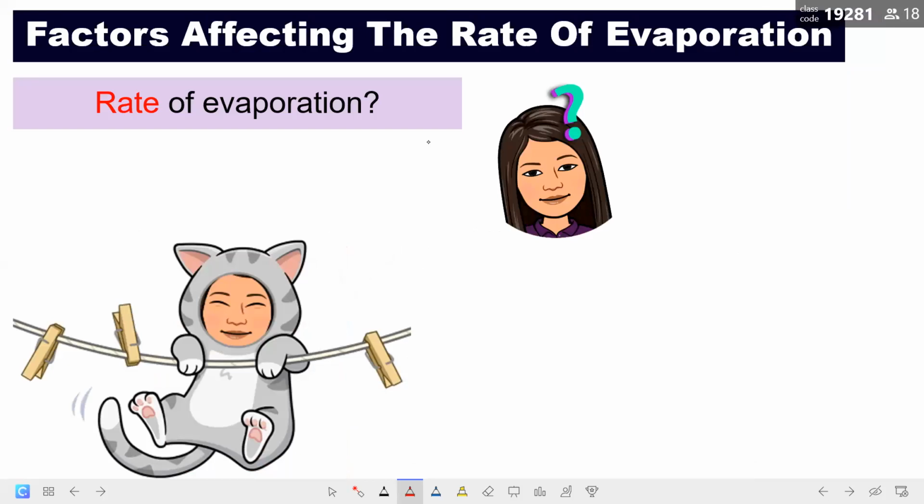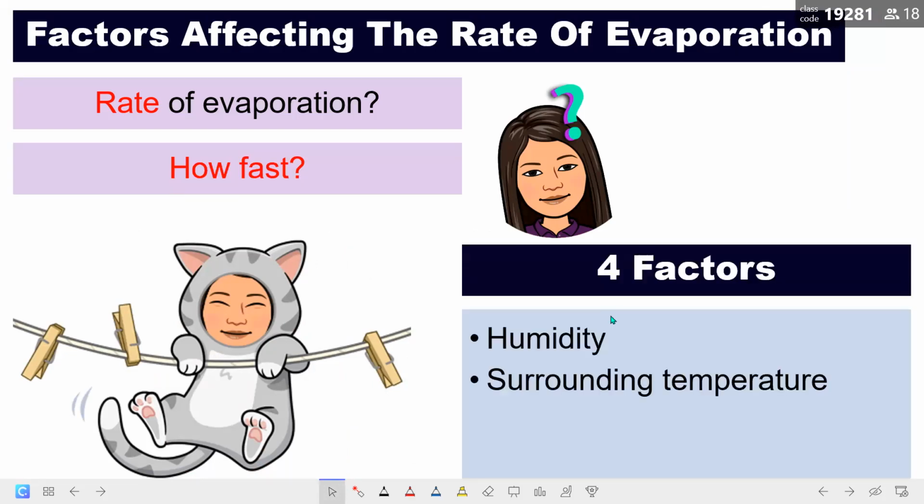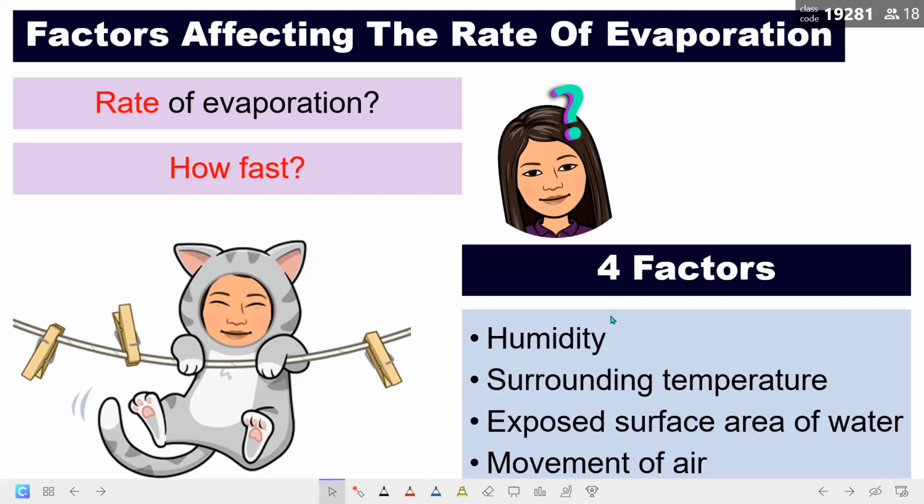Now what affects my rate of evaporation? How can evaporation become faster? Anyone? The heat. Very good. Heat, so temperature. Good job, Lucas. Teacher, the humidity. Humidity, correct. Vignesh, surface area, correct. One more. Okay, it's the wind, yeah, correct. So all the answers given are correct. So I've got 4 factors here: humidity, my temperature, the surface area exposed, and the movement of the air.